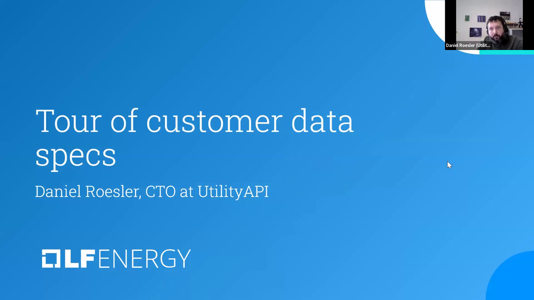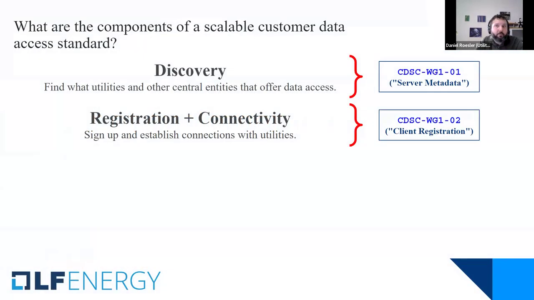So now I'm going to turn to the customer data specifications. This is the specification that describes the protocol by which you can request and download customer utility or system data at a centralized utility or other centralized entity. So it could be some sort of ISO or something like that. So going back to how we parse out these categories of problems, discovery, registration, and connectivity are addressed by the connectivity specifications.